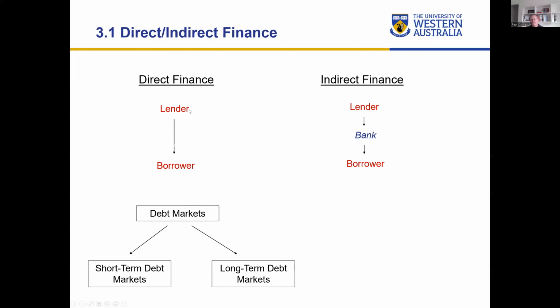Now, these markets are what we call debt markets. It's a little bit late in the day for me. So debt markets. And so when the lender lends money to the borrower, obviously a debt is incurred. And we're going to break these debt markets up into short-term debt markets and long-term debt markets. And short-term debt markets is the subject of topic 3 in this course. And long-term debt markets are the subject of topic 4, the next topic.